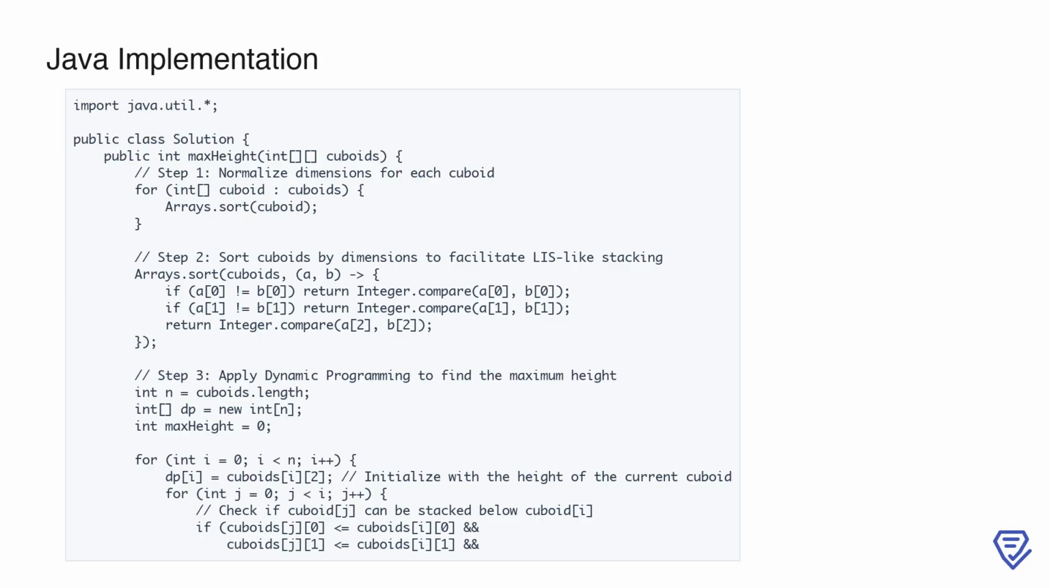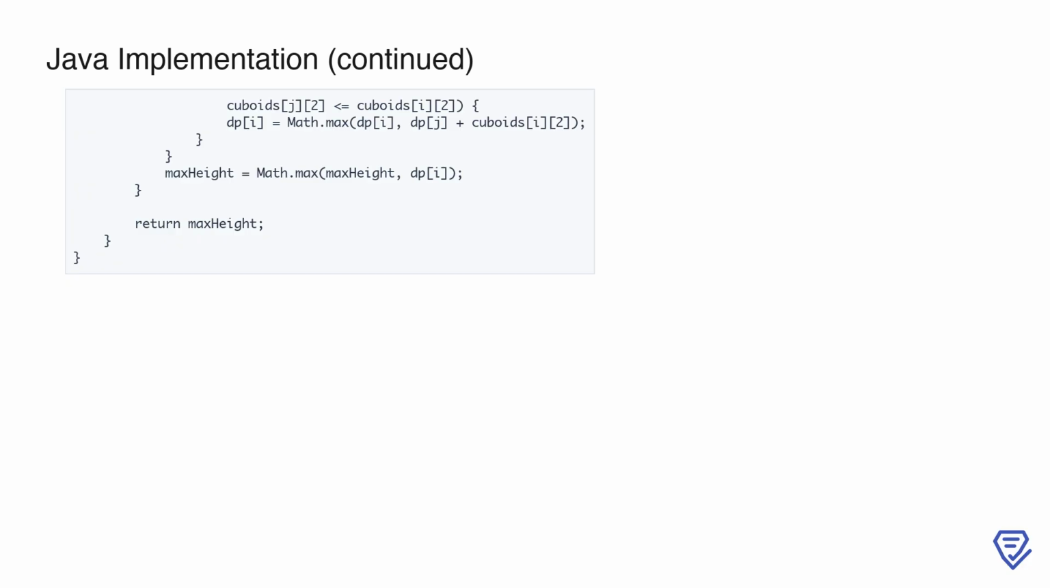The dynamic programming loop begins by setting dp[i] to the height of the current cuboid, as a single cuboid on its own contributes at least its height. Then, for each cuboid at position i, we check all previous cuboids to determine if they can be stacked underneath it. To check if one cuboid can be stacked on another, we ensure that all three dimensions of the lower cuboid are less than or equal to the corresponding dimensions of the upper cuboid. If this condition is satisfied, it means the lower cuboid can support the upper one.